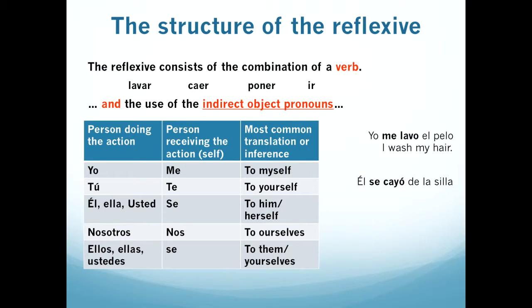Él se cayó de la silla. He fell off the chair. He fell off unintentionally. He fell off the chair with relation to the chair. Se cayó. He himself fell.